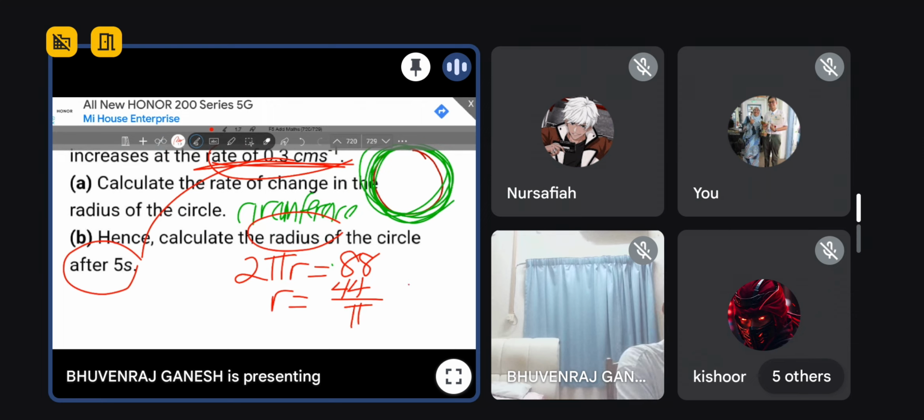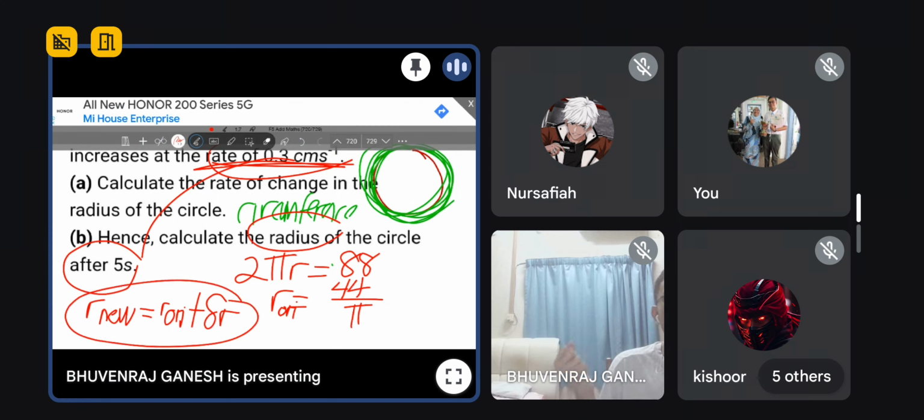Selepas 5 saat. Ini adalah jejari asal kamu. You can give a symbol R ori. You letak original lah kat bawah. So jejari selepas 5 saat, macam mana nak cari? So R new, R yang baru sama dengan R ori tambah dengan delta R. Am I right guys? Kamu akan ada perubahan kecil dalam jejari kamu. Then you will get your new radius. Common sense, right? Original plus the change equal to new. This is the formula. So you must find your delta R.